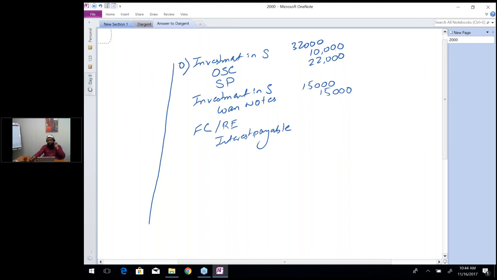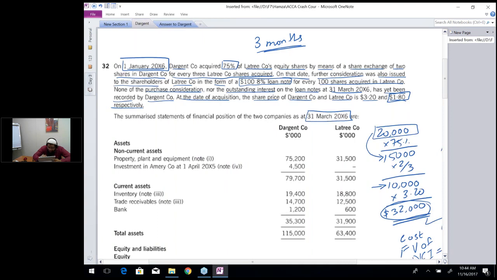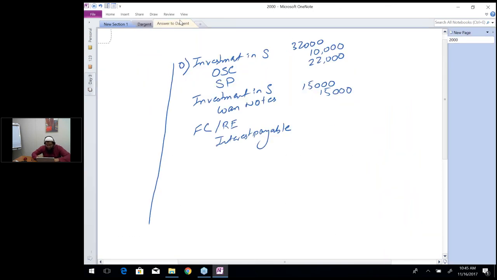And now we are going to record the interest on these. So if I check the interest rate on the loan notes, it is actually 8%. So I'm going to calculate 8% using a calculator.